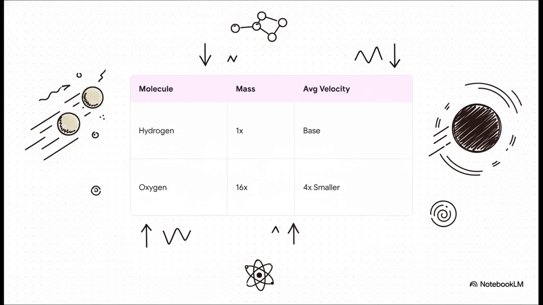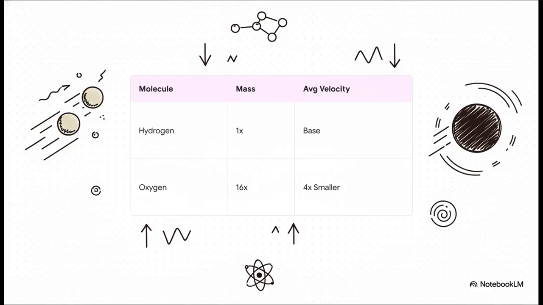An oxygen molecule is 16 times more massive than a hydrogen molecule. So to maintain that equal average kinetic energy, the oxygen molecule will have an average velocity that is the square root of 16, which is 4 times smaller than the hydrogen molecule. Basically, the heavy molecules sluggishly drift around while the light ones zip around rapidly, but their average kinetic energies match up perfectly.